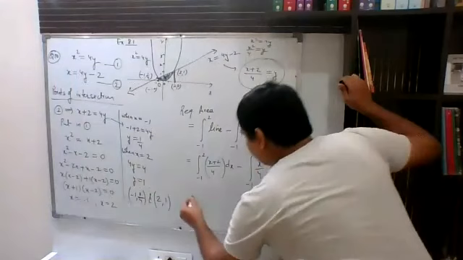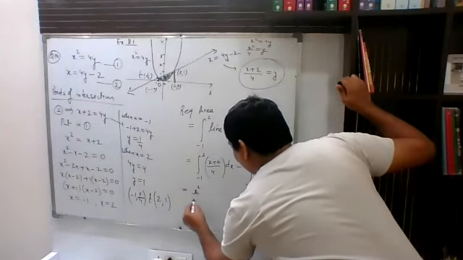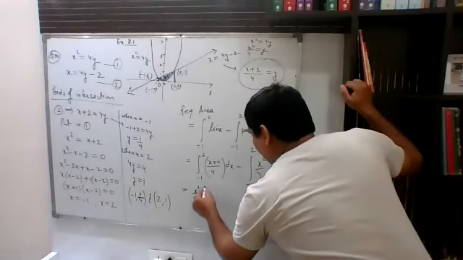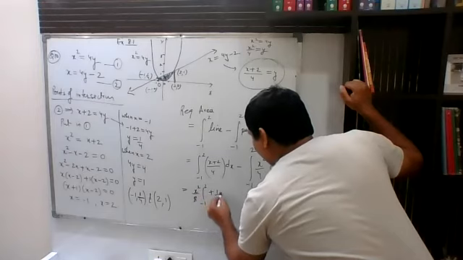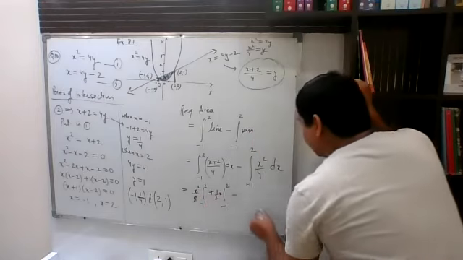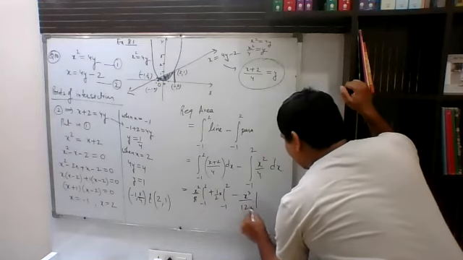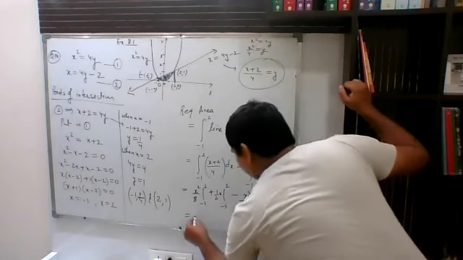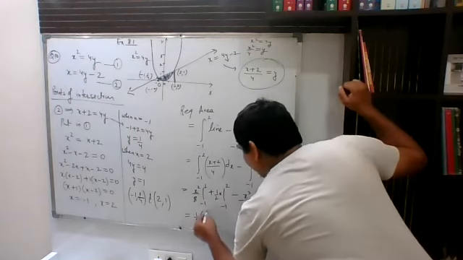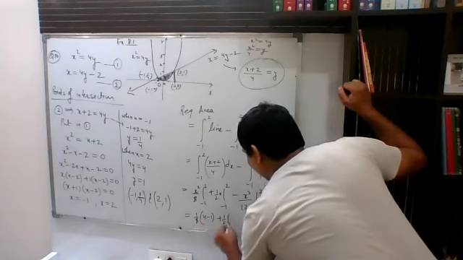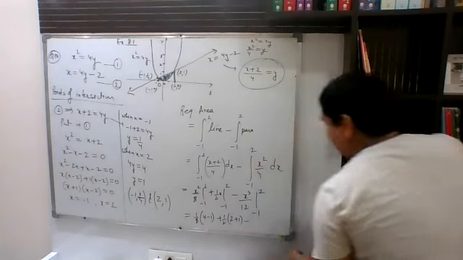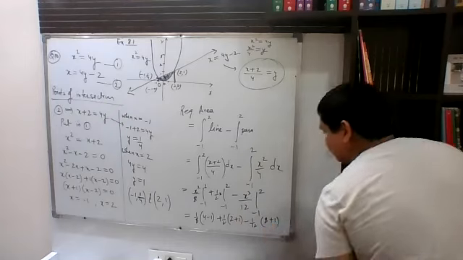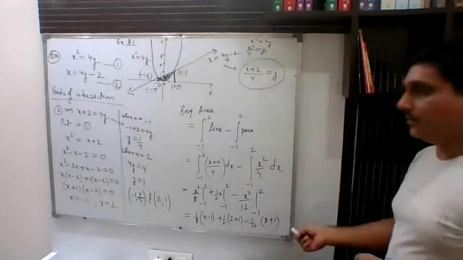When you integrate this, it will become x square upon 8, with limits running from -1 to 2. Next is 1 upon 2 x, with limits from -1 to 2, minus x to the power 3 upon 12, with limits from -1 to 2. So just put in the values and get the final answer. This is 1 upon 8 times (4 minus 1), plus 1 upon 2 times (2 plus 1), then 1 upon 12 outside times (8 plus 1). So just do the calculation and you will get the final answer.